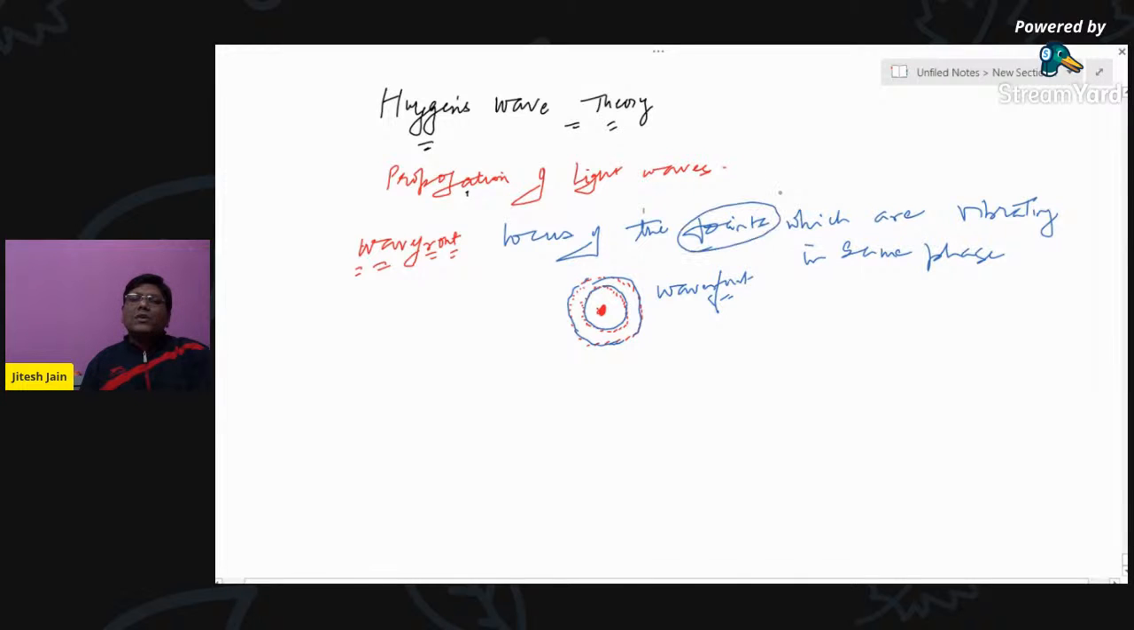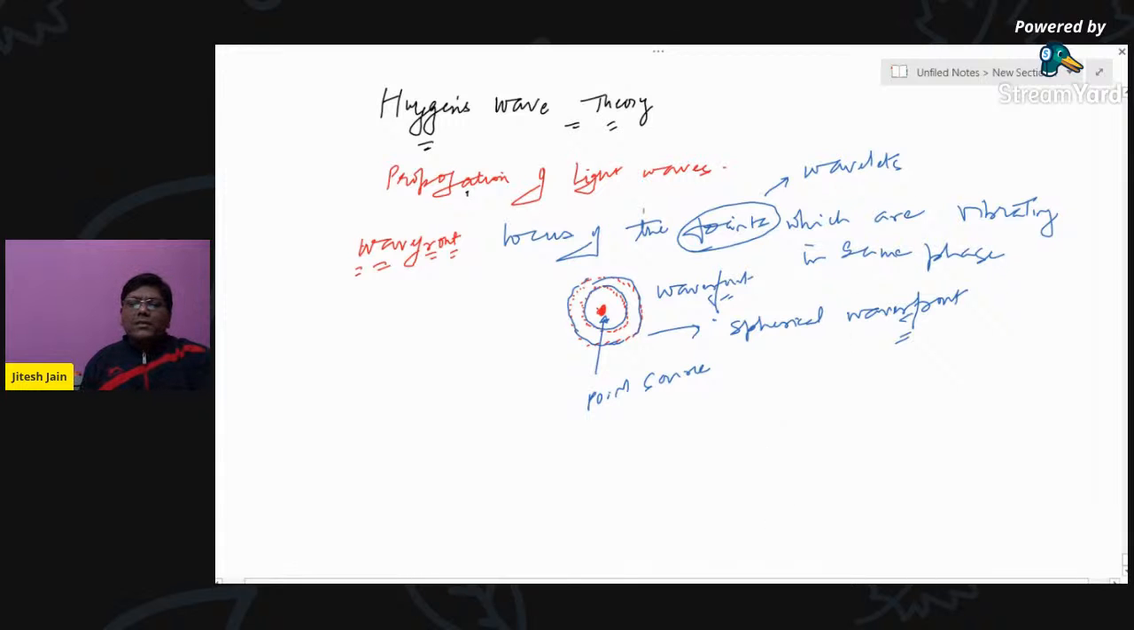So this locus of the points which are vibrating in the same phase is known as the wavefront, and these points are particularly known as wavelets. We call a wavelet a single source of light, and when all these sources of light are joined together, they form some locus or some shape, and that shape is known as the wavefront. For example, this one is a point source of light. When the locus of all the point sources of light which are vibrating in the same phase are joined together, it will form the spherical wavefront.